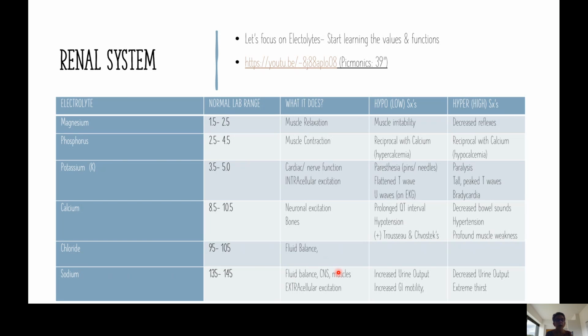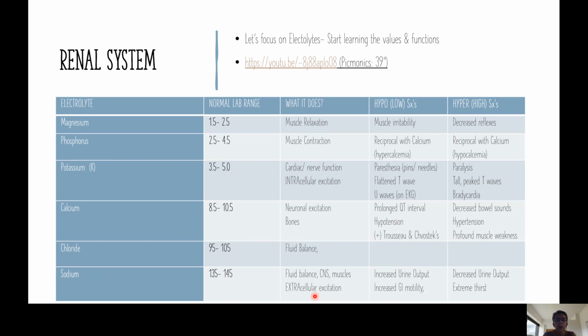Chloride has to do with fluid balance, 95 to 105. Symptomatology, there's not a lot to say about that. Typically sodium and chloride are hand in hand, and you'll get similar symptomatology with the chloride in similar location to the sodium. So obviously fluid balance is critical with the sodium, central nervous system, transmission, muscles, and it's the major extracellular ion.